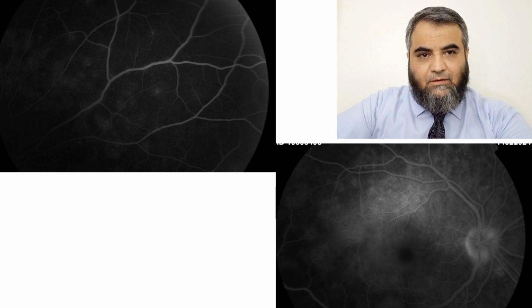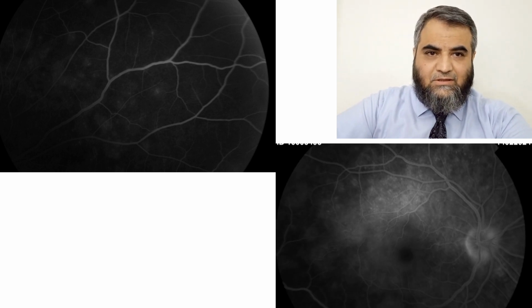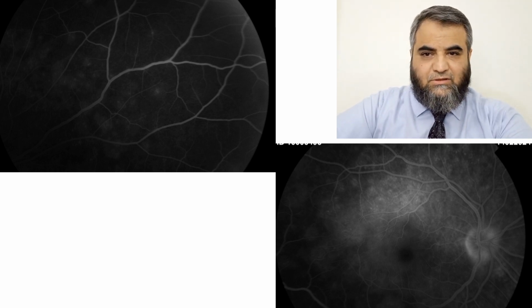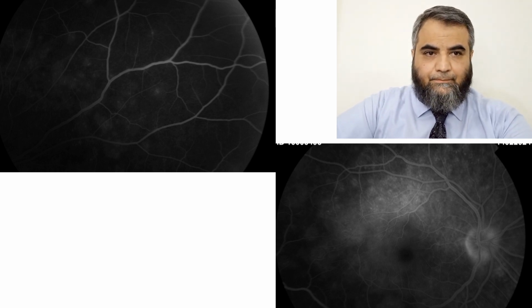Another FFA: here you can see on the right side, this time the hyperfluorescence progressing along the supratemporal arcade, more pronounced. And even on the left, you can see patches of hyperfluorescence.